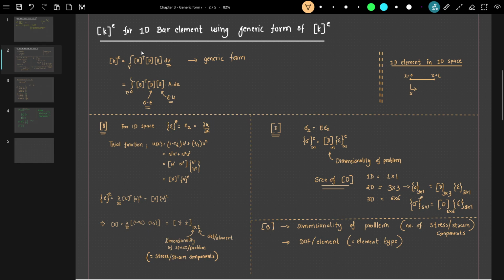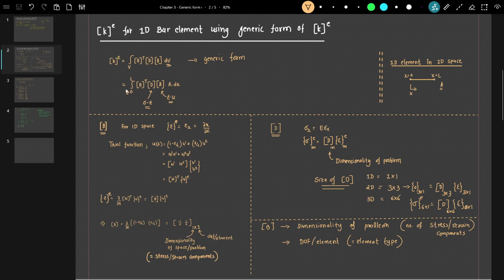Okay, let's write this for a 1D bar element in 1D space, as we always take the simplest case, x equal to 0 and x equal to L. This is our 1D bar element, and the other two dimensions are given as A, the cross section area, which is given as the element section property. So we can say dV is A into dx, area into length.